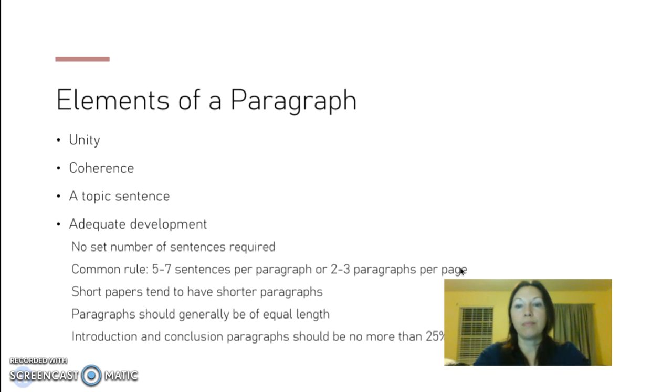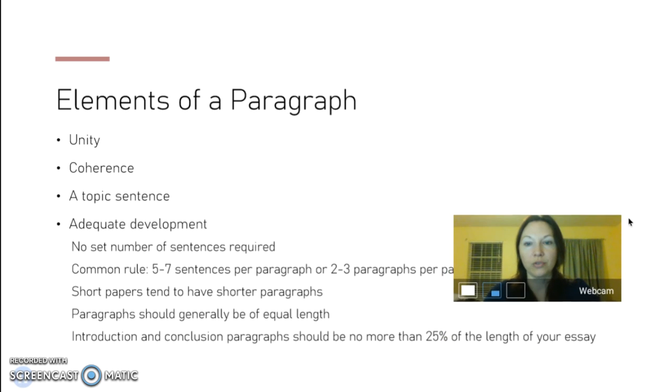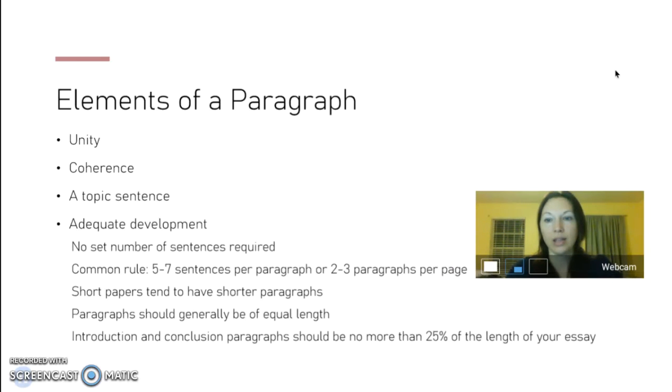And then finally, as far as the introduction and the conclusion, just a good rule of thumb is you would never want your conclusion and introduction to be more than 25% of the length of your entire essay. And that means combined. Combined, the introduction and conclusion together should be less than 25% of your essay. The bulk of your essay should be your body paragraphs, because those are the arguments you're making and your main points that you're supporting with your thesis statement.